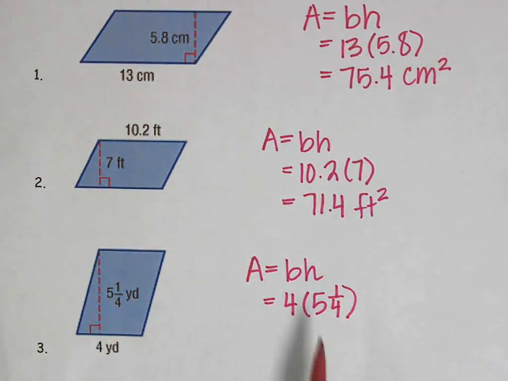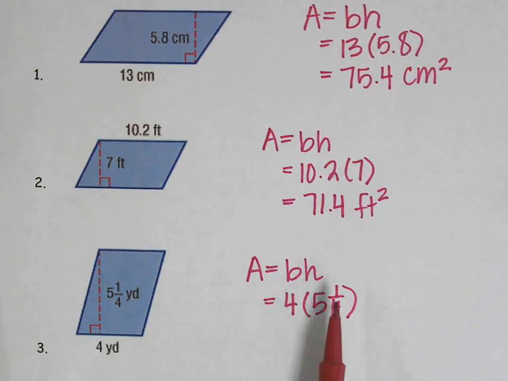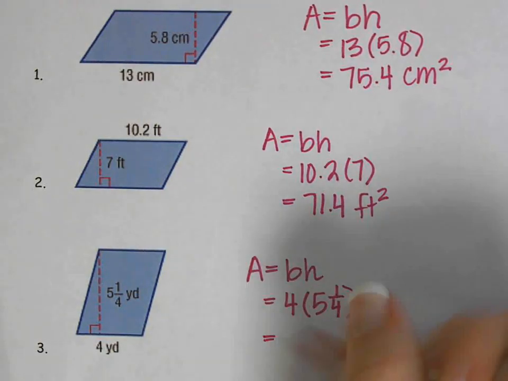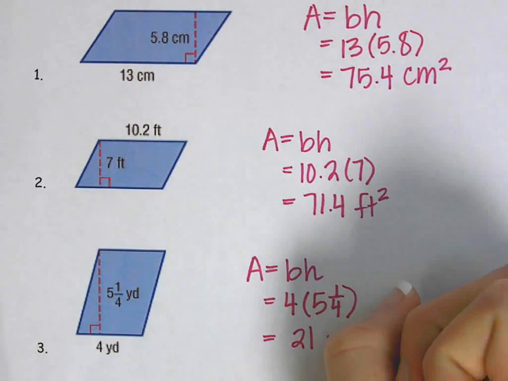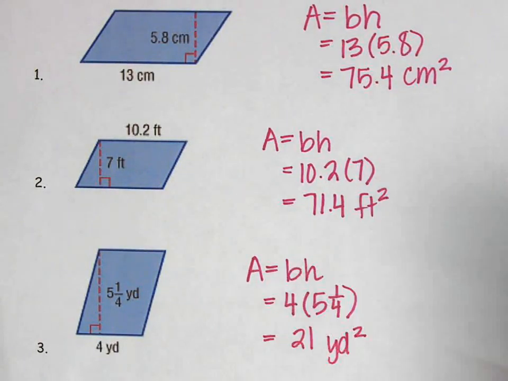Now we could change 5 1/4 to an improper fraction and put 4 over 1 and multiply. Or you could change 5 1/4 to a decimal, which would be 5.25, and then multiply. When you multiply, you get 21 yards squared. Remember to square those units.